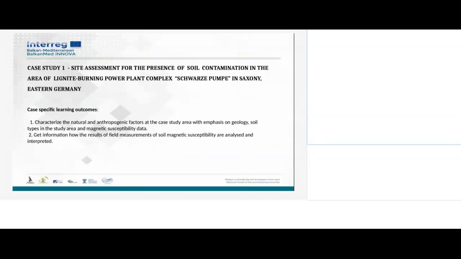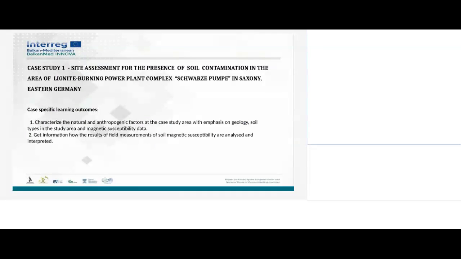Now we are going to start our discussion on the first case study, which I'm presenting to you. The aim is to perform site assessment for the presence of soil contamination in an area of lignite burning power plant complex called Schwarze Pumpe in Saxony in eastern Germany.